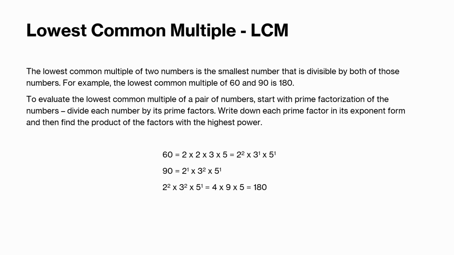Then we find the product of the factors with the highest power. So we'd go into each list of prime factors. We have the 2 squared, we compare that to the 2 exponent on the other equation. So we have 2 squared against 2 to the power of 1. We take the 2 squared, we do the same with the 3, so we get 3 squared, and the 5 is the same, so we just take 5 to the power of 1. We'd get 2 squared multiplied by 3 squared multiplied by 5, so 4 times 9 times 5, which would give us 180.